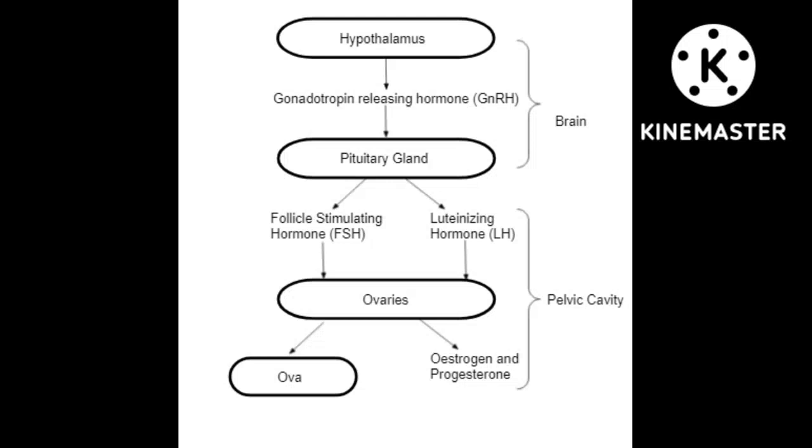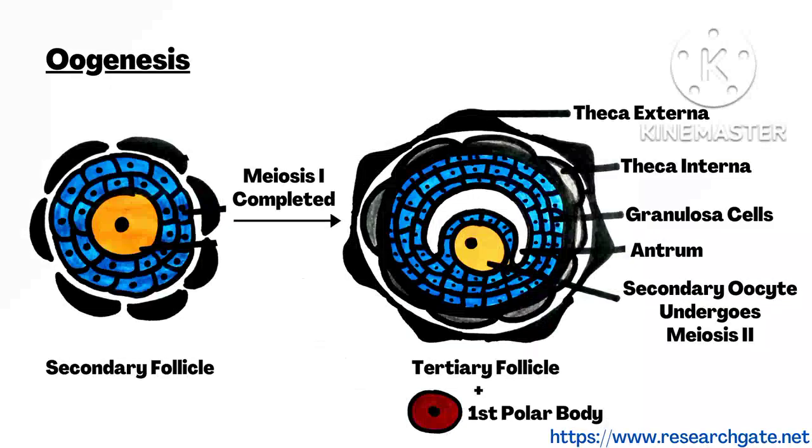By the influence of FSH, the primary follicle, which was arrested at the prophase 1 diplotene stage, initiates the process again. Now, outside the granulosa cells, another layer forms, which is called the thecal layer, made up of theca cells. This structure is called the secondary follicle.